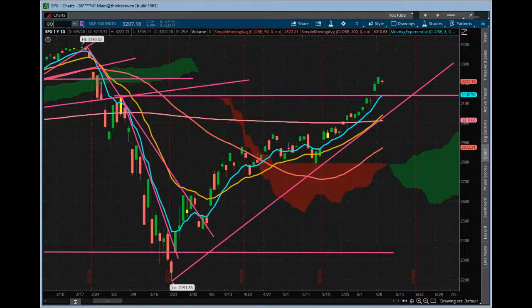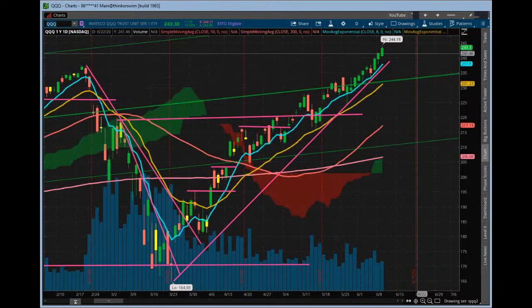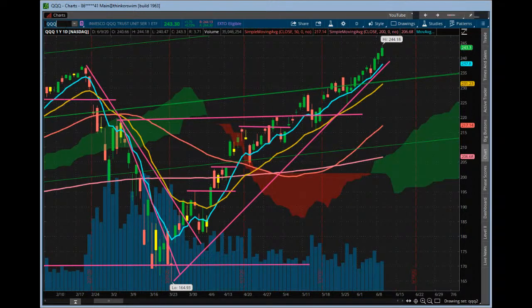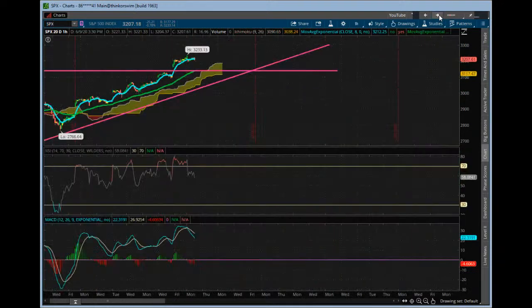Just real quick, let's take a look at the Qs here. The Nasdaq hit all-time highs thanks to the likes of Apple, Amazon, Netflix. There was just so much strength in that sector today. Pretty cool stuff. So SPX, let's take a look at the price action here intraday.